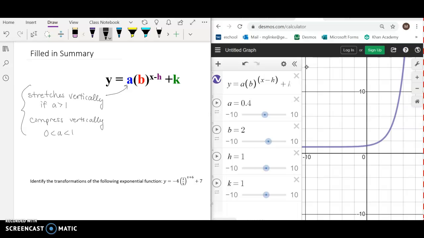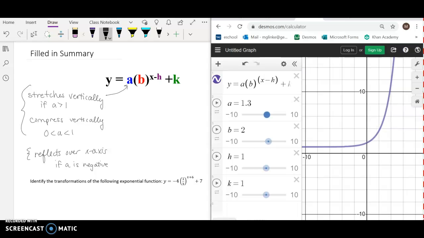It stretches or compresses. But the other thing it does is it reflects over the x-axis, and that's if A is negative. Okay, so through our exploration, that's what A did to your graph. So I'm going to reset it kind of close to 1 here. And now we're going to look at B.